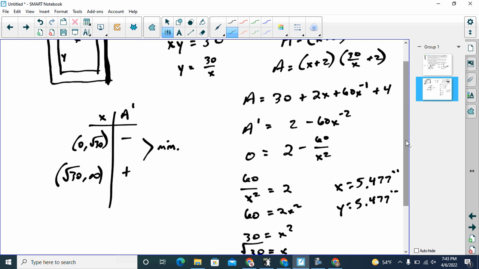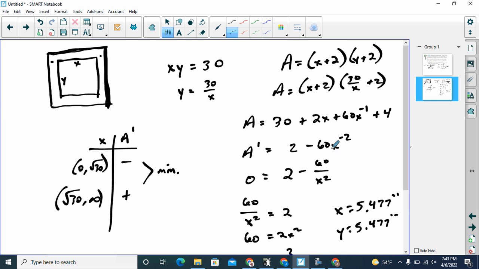And then make sure we answer the question that's being asked. The question wants the dimensions of the page. Notice x and y are not the dimensions of the page. Those are the dimensions of the printed area. So the dimensions of the page are going to be 2 inches longer for both x and y. So the final answer is going to be 7.477 inches by 7.477 inches.